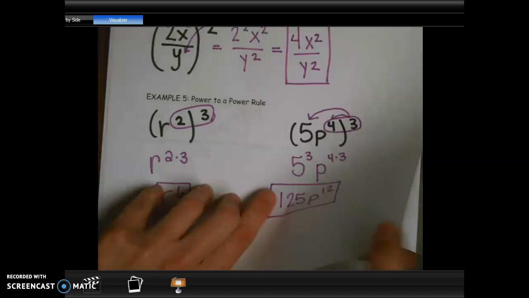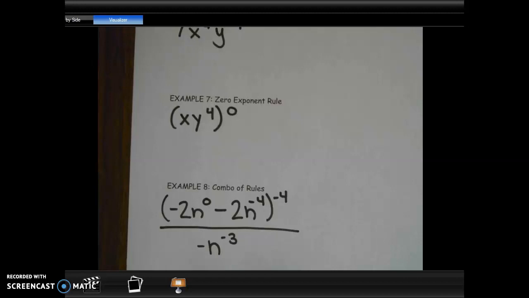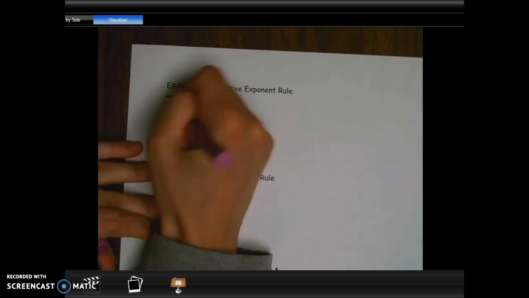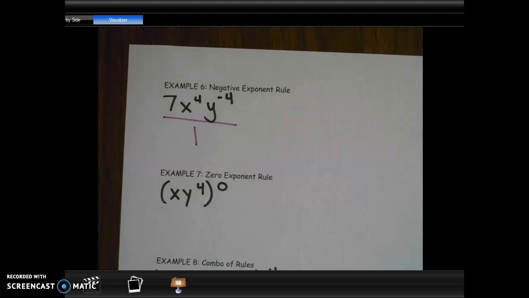All right, let's keep going. Negative exponents. Now remember, the way we turn it positive is we flip it. If it's already on top, we're going to move it to the bottom. If it's on the bottom, we're going to move it to the top. So whenever there's nothing written like this, that's how we turn it into a fraction.